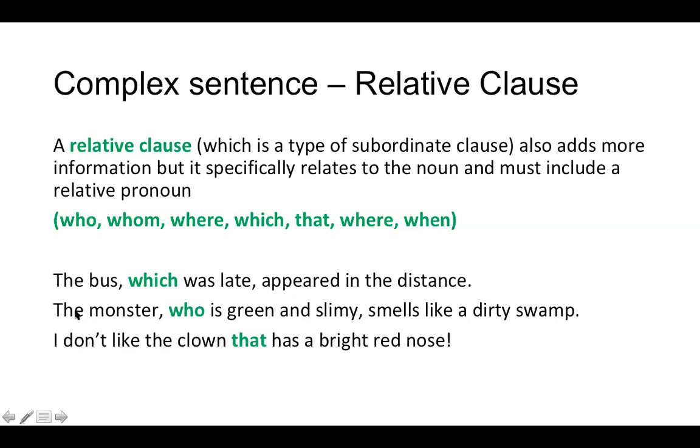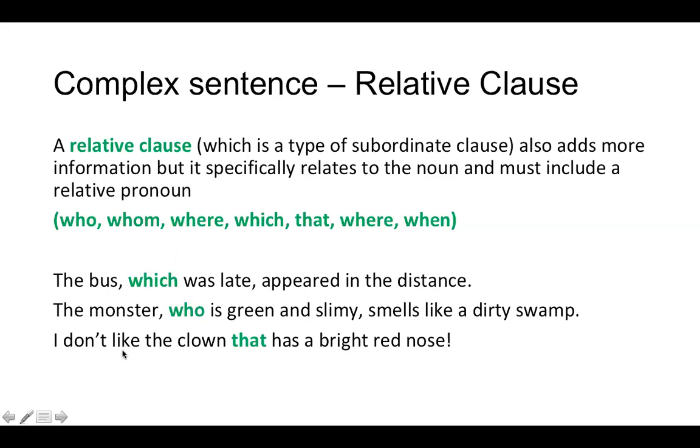And that's the same with the second one. The monster, who is green and slimy, smells like a dirty swamp. We've used a different relative pronoun now, who, to relate to the monster. If we were to take away that relative clause, the sentence would still make sense. The monster smells like a dirty swamp. Okay, but we're just adding more information. Now, these are non-restrictive relative clauses, which means that we don't need them. The sentence doesn't rely on these to make sense. As I said, if we were to take them away, the sentence would still make perfect sense.